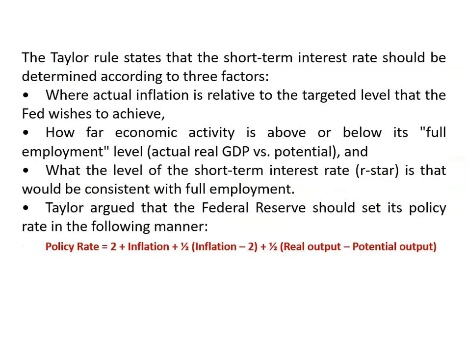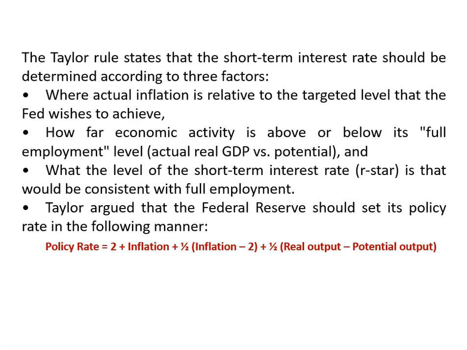The Taylor rule states that the short-term interest rate should be determined according to three factors. 1. Where actual inflation is relative to the targeted level that the Fed wishes to achieve. 2. How far economic activity is above or below its full employment level, actual real GDP versus potential, and 3. What the level of the short-term interest rate, R*, is that would be consistent with full employment.